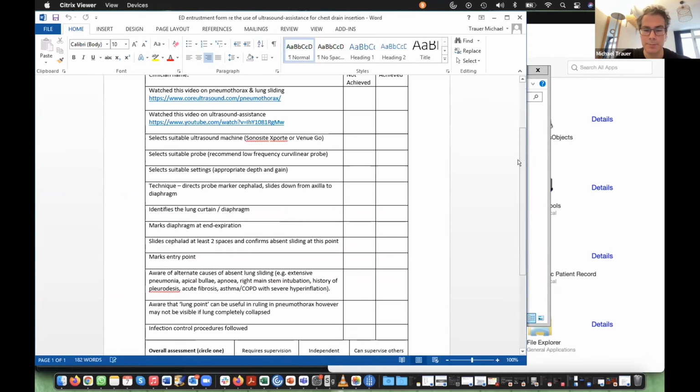Then this is the sort of checklist we go through. But if you're already familiar with using lung ultrasound and you've already been doing ultrasound guided chest drains, you can just let us know and we'll say that's fine. You can self-certify.